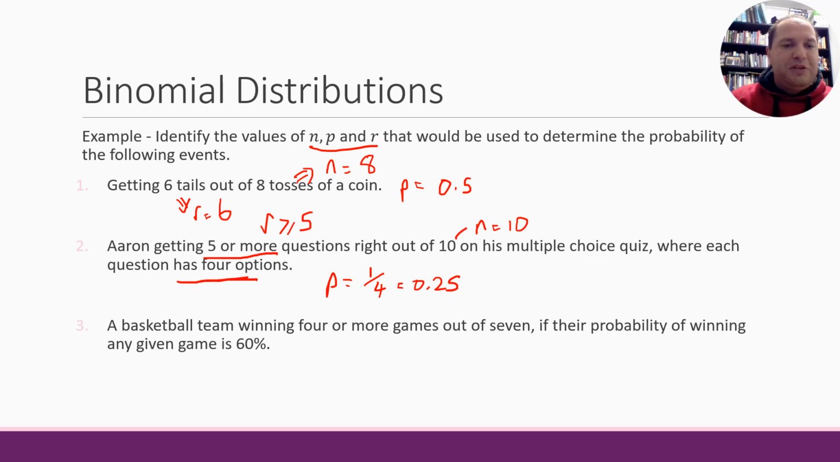For the last question, a basketball team winning 4 or more games out of 7, if their probability of winning a game is 60%. This is like the second one. We've got 7 games that we're playing. We need 4 or more successes and the probability of success is 60%. So a pretty straightforward one there too.